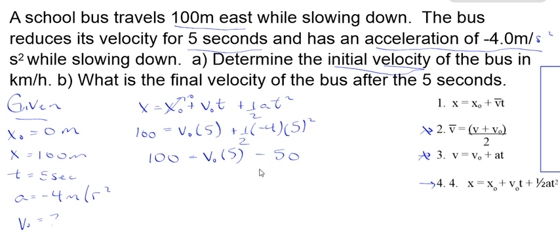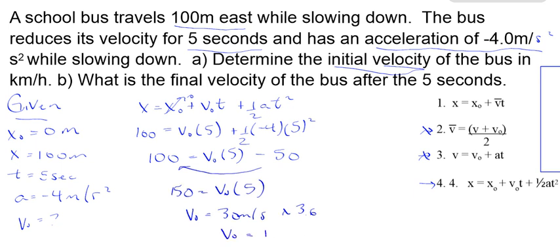I'm going to move the 50 to the other side. Bring that over here, and I would add it to the other side. So I have 150 equals V0 times 5. And of course, I would divide by the 5 on both sides. So V0 equals 30 meters per second. But we want the answer in kilometers per hour, so I multiply by 3.6. That gives me an initial velocity of 108 kilometers per hour. So that was part A.